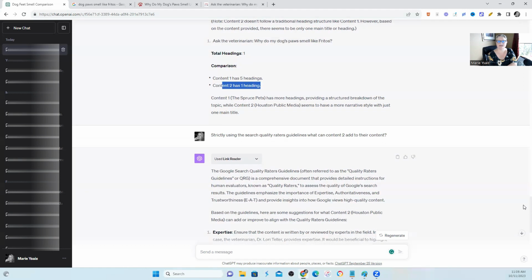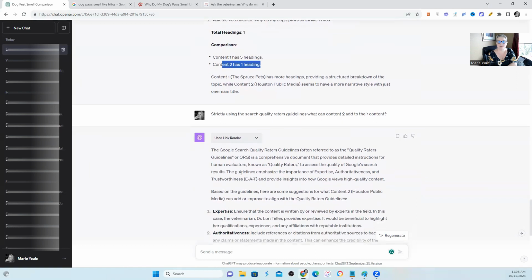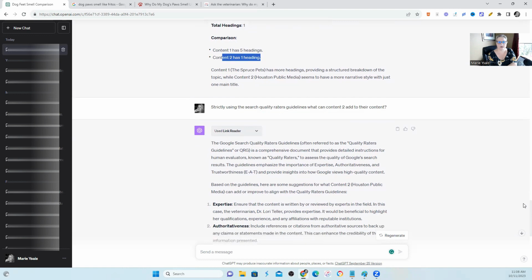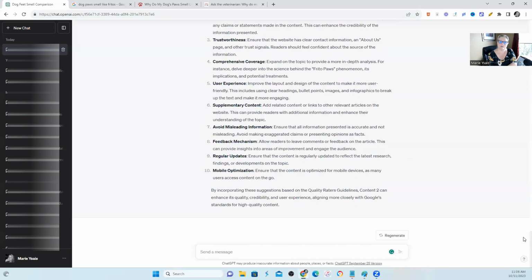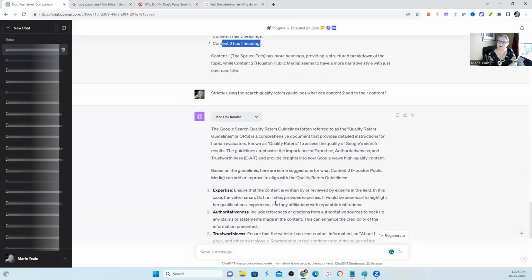Now, this next part goes a little bit deeper, and you can only use it with the paid version. But what I asked it to do was read the Google search quality guidelines, which is, I don't know, over 170 pages, and then tell me what content 2 could do better after reading that document, and to strictly tell me from that document what content 2 could do better.